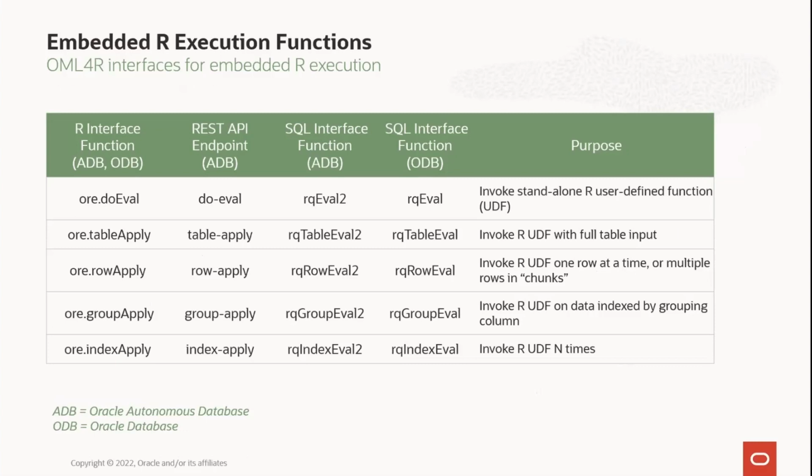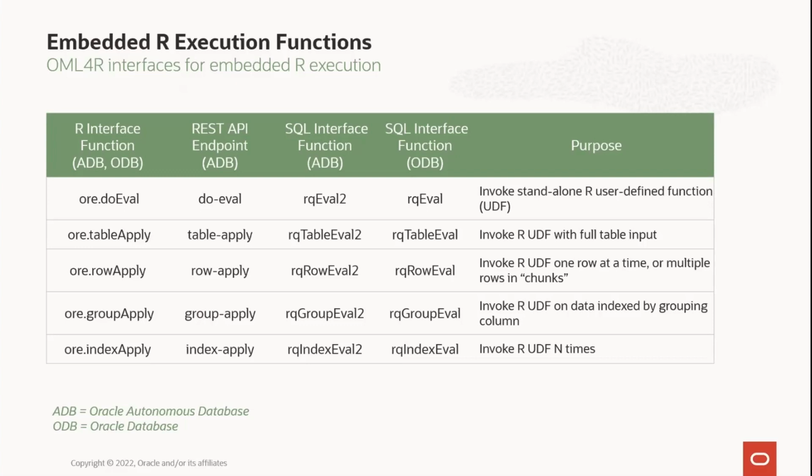So let's take a look at the specific functions used for embedded R execution. In this table, we have the R, SQL, and REST equivalents for embedded R execution. ore.doEval and rqEval invoke a standalone script, no table input. ore.tableApply and rqTableEval invoke a script with table input. ore.rowApply and rqRowEval invoke the script on chunks of rows in parallel.